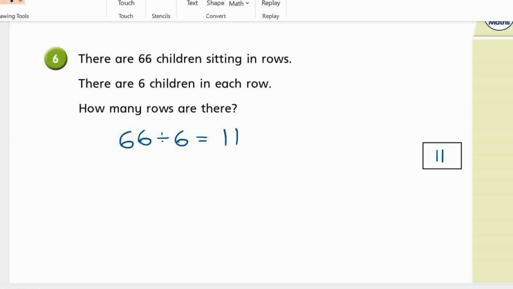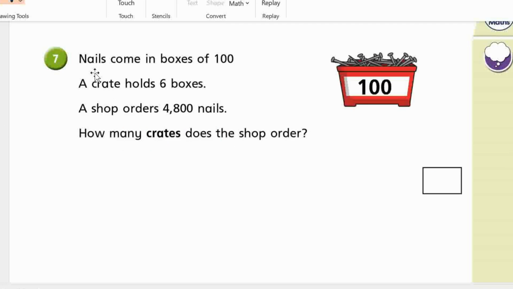Okay, good. And now, nails come in boxes of 100. A crate holds 6 boxes. A shop orders 4,800 nails. How many crates does the shop order? Okay. So, what is the equation you need to do here? Is that correct?